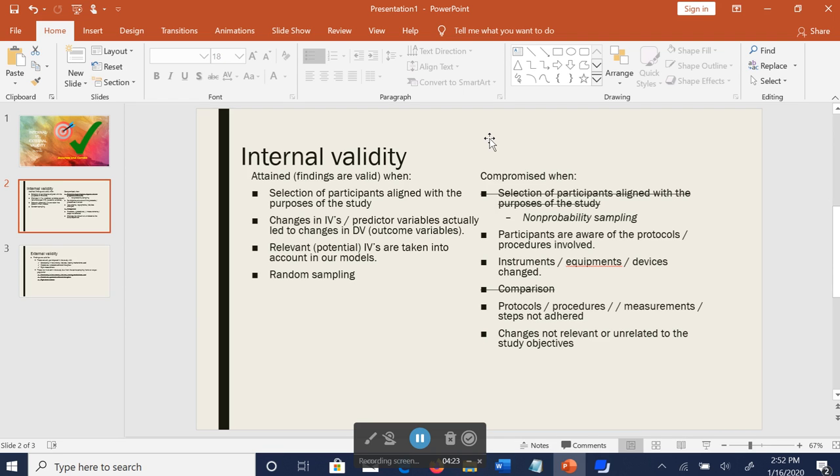And internal validity can also be attained when we can assess that changes in one or more independent variables actually led to changes in our dependent variable. And internal validity is also attained when we have a way to collect data on all our potential independent variables and also our dependent variables. So there are very few missing cases in the sample we collect. And because of that, there's a good chance that we may attain internal validity. And internal validity can also be attained when we use random sampling.